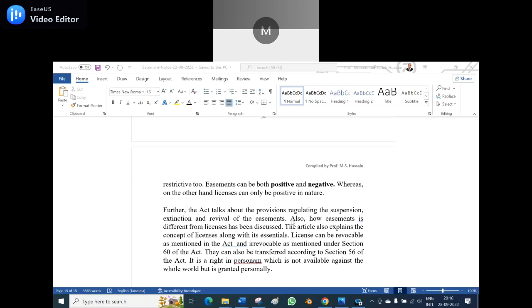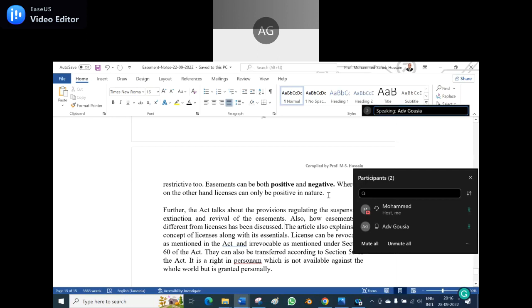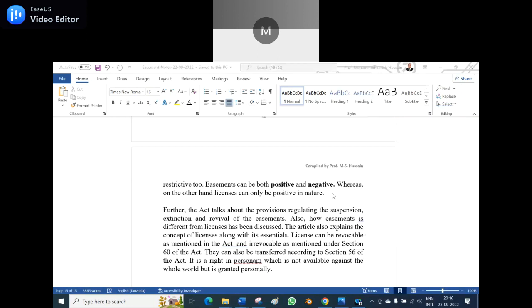Yes, Gausia, could you tell me which is right in rem, which is right in personam? Are you hearing me, Gausia? Is easement a right in rem or a right in personam? Right in rem is against the whole world, sir. Is it for the easement or is it for the license? It is for easement, sir. Okay. Then what about the license? License is only a permission given to enjoy the particular thing, sir. Means right in? Personam, sir. Very good, very good.